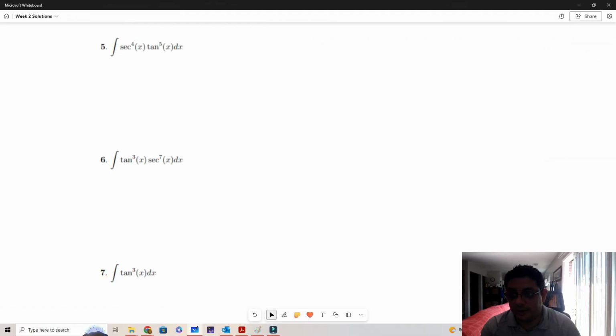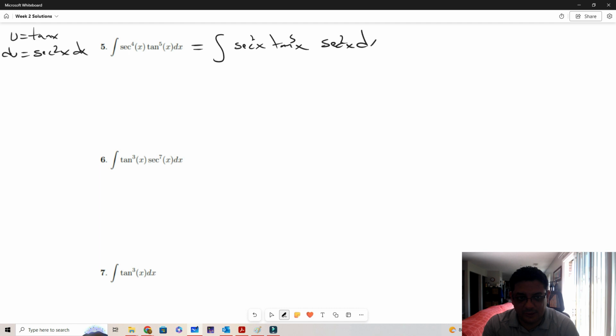All right, now integral 5 is secant to the 4 times tangent to the 5 of x dx. And there are multiple ways to approach this, but one of them will be making the substitution u equals tangent. Notice that if we do that, then the du will be secant square. So we can arrange this so we can have what we want. So if we're going to get a secant square dx, then we need to remove secant square from here and put it next to the dx. So the secant to the 4 becomes secant square, and the secant square here.